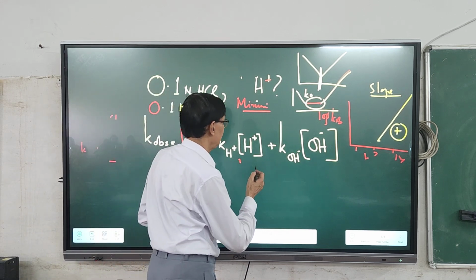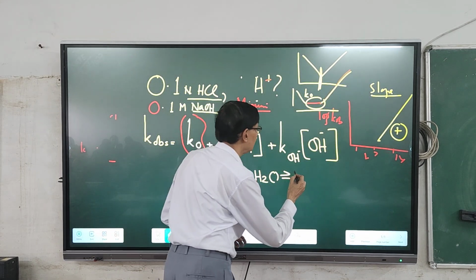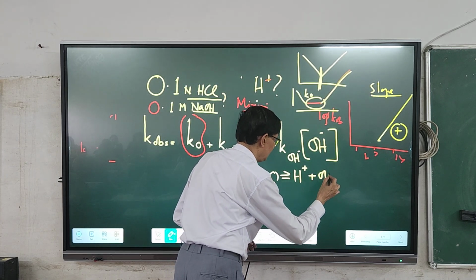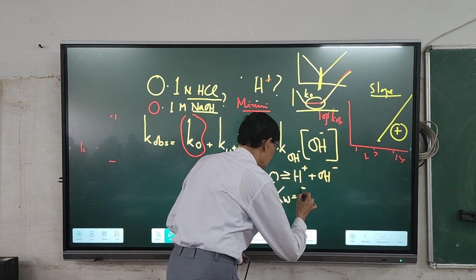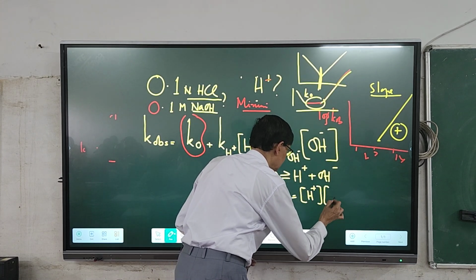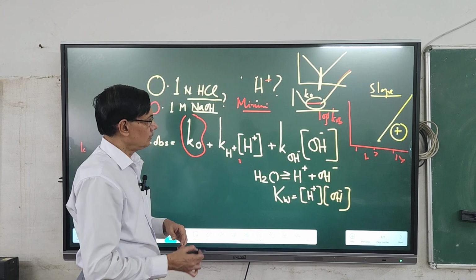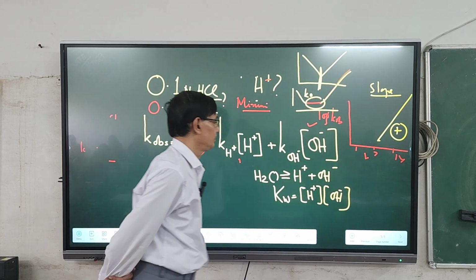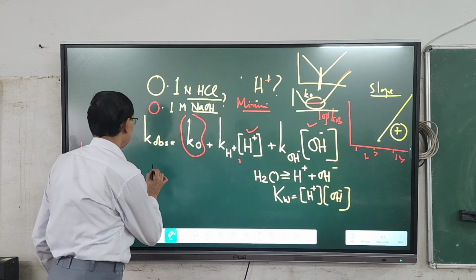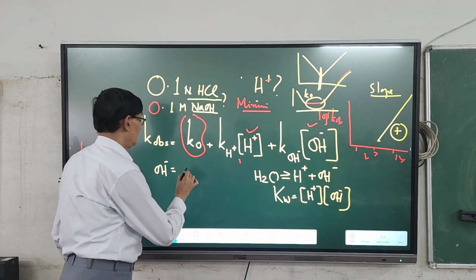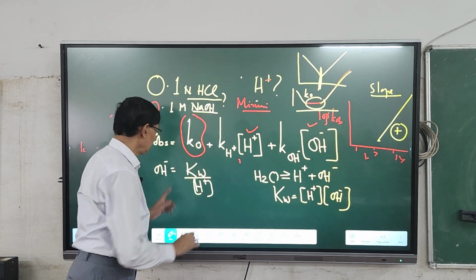First, I know that H2O is equal to hydrogen ion and hydroxyl ion, and Kw you all know. Water remains constant, and the value of Kw is 1 into 10 to the power minus 14. It is up to you whether to eliminate the OH or the hydrogen. Suppose in the first case I eliminate the OH. So I write OH is equal to Kw divided by hydrogen. You follow my point?